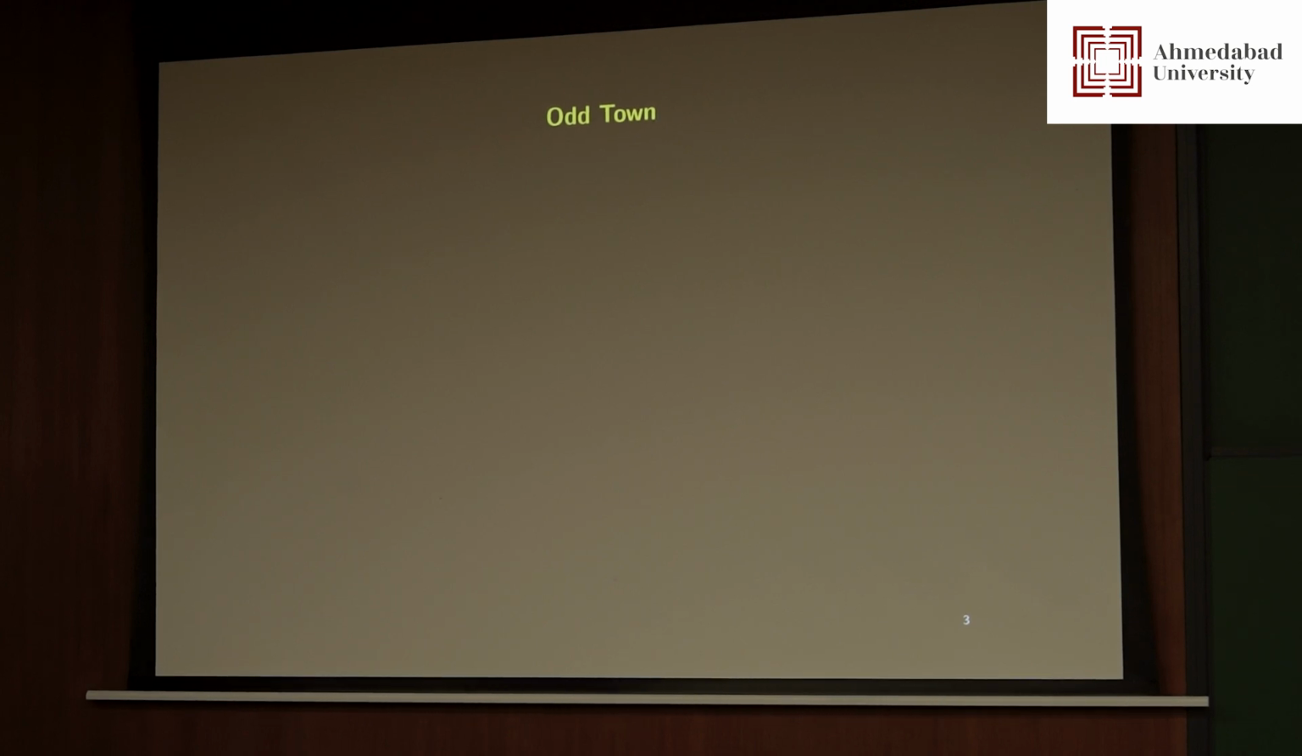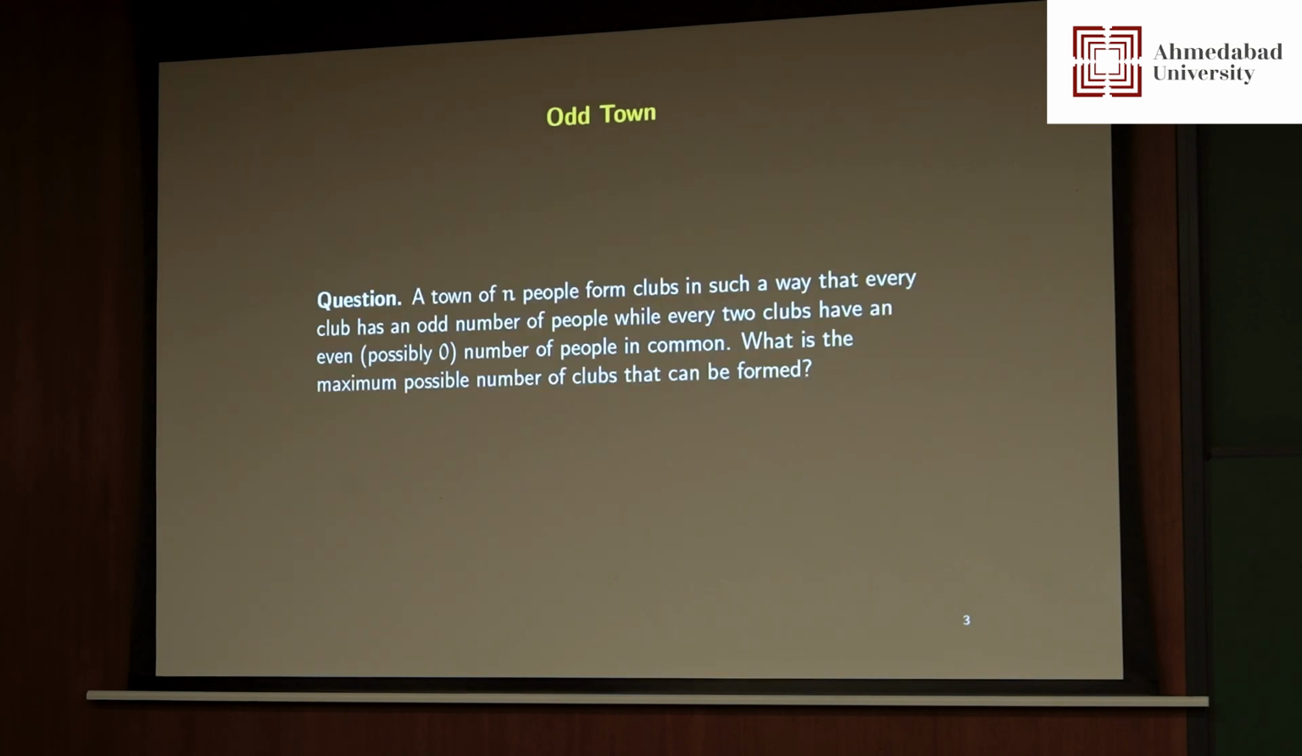For that, let me show you a puzzle and I'll give you the partial solution to this puzzle. So consider this very odd town where you have n people and they form clubs in such a way that every club has an odd number of people, while every two clubs have an even number of people in common, and that number of people in common could also be 0. Now the question is, what is the maximum number of clubs that can be formed?